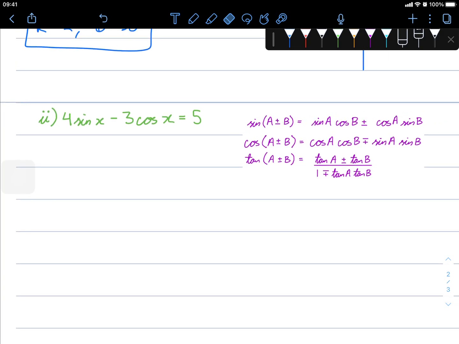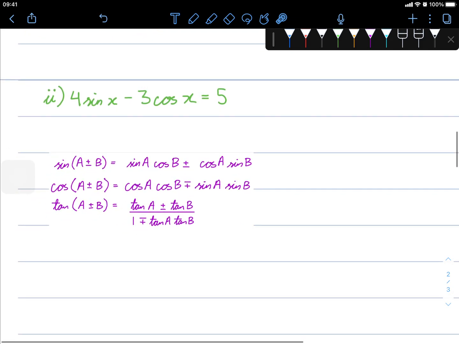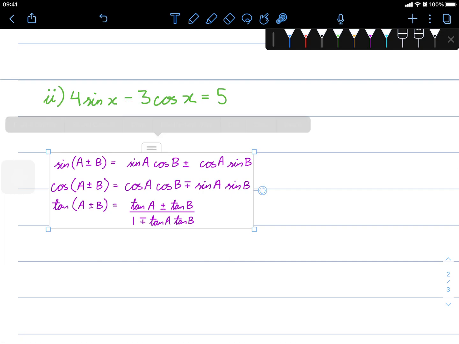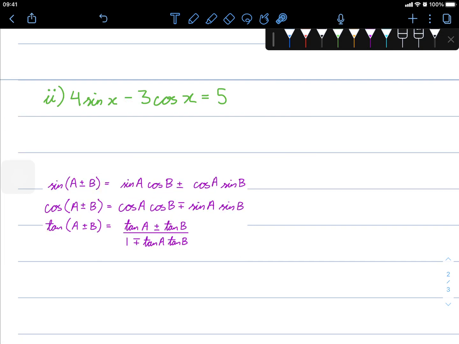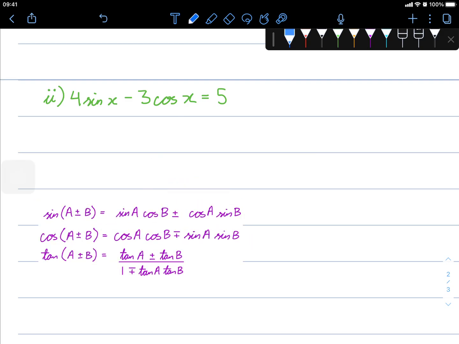Now, let's take a look at this. Which form do we need to pick? Well, in this one, we need a negative cosine. Okay, that's a little bit more difficult. Oh, actually, no, we can see it right there. There's a negative cosine.